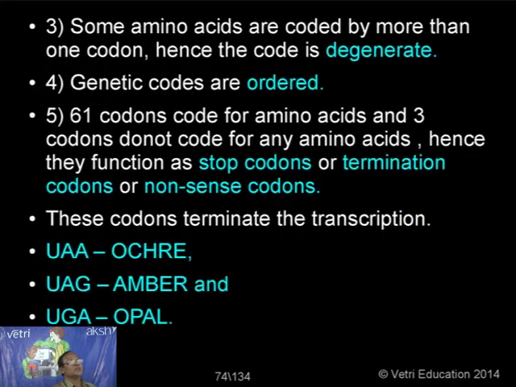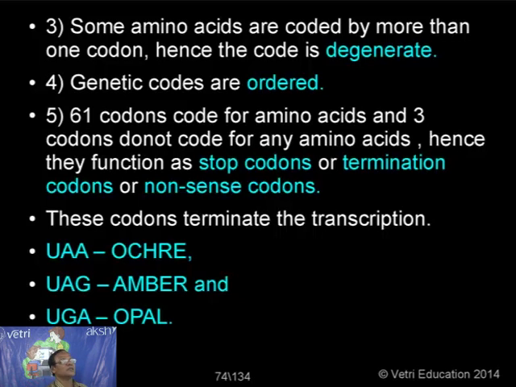In some cases, a single amino acid is coded by more than one codon. For example, for phenylalanine there are 2 codons, for glycine there are 4 codons, and for valine there are 4 codons.